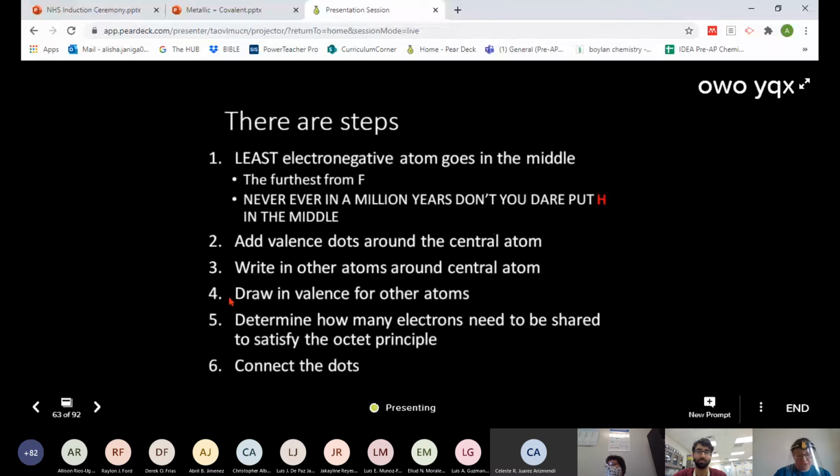Can I get someone to read the rest of the steps? Need a reader for steps 2 through 5. Go ahead, Amy. Add valence dots around the central atom. Write in other atoms around central atom. Draw in valence for other atoms. Determine how many electrons need to be shared to satisfy the octet principle. Thank you. And then the last one, we'll connect the dots.